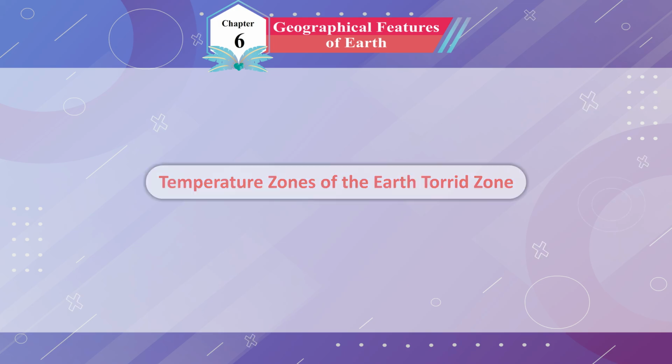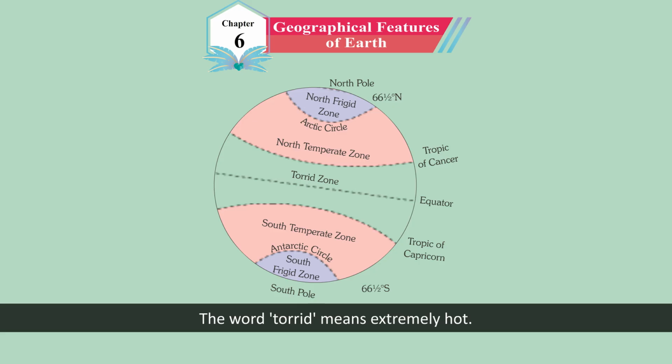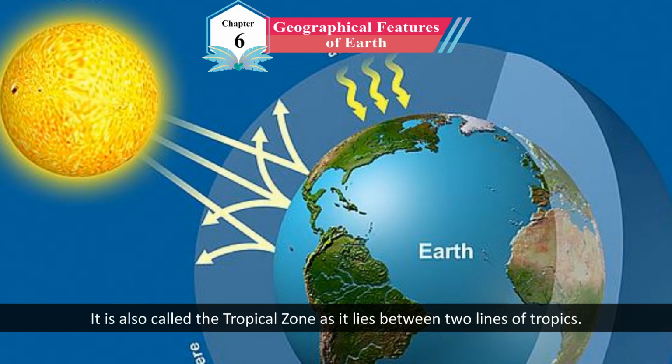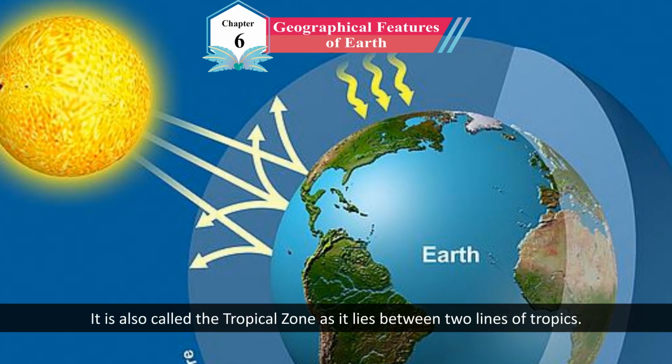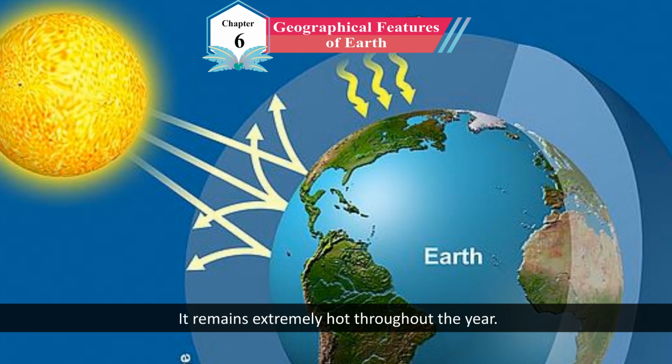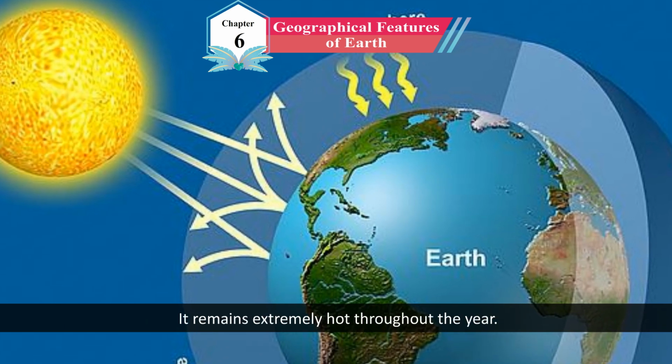Torrid zone. The word torrid means extremely hot. They are between Tropic of Cancer and Tropic of Capricorn. It is close to the equator and is extremely hot. So, this region is called the torrid zone. It is also called the tropical zone as it lies between two lines of tropics. It remains extremely hot throughout the year.